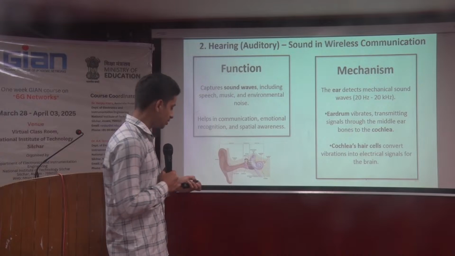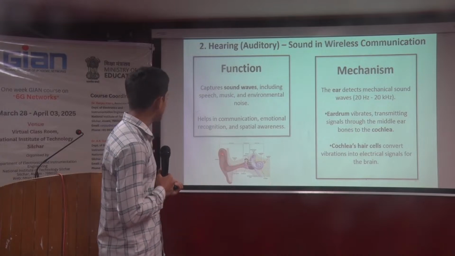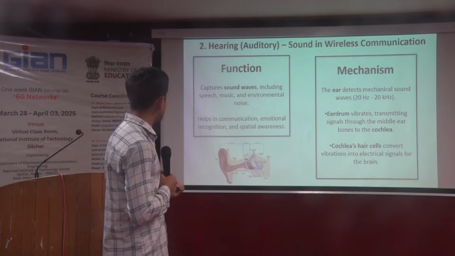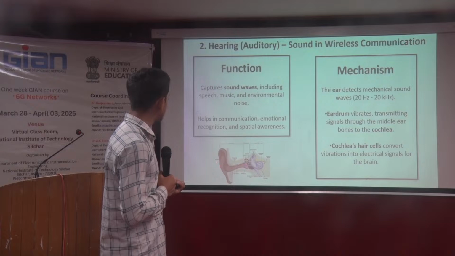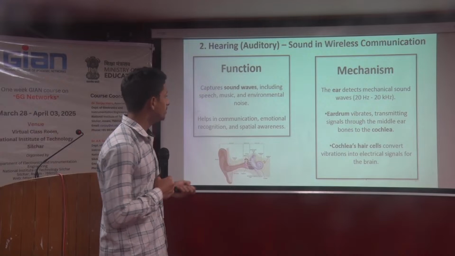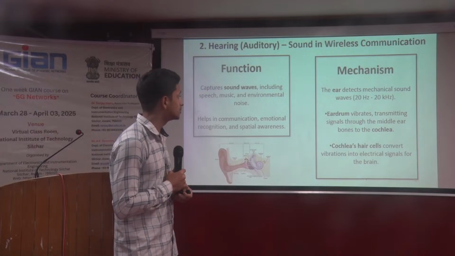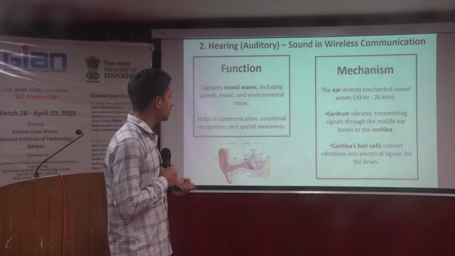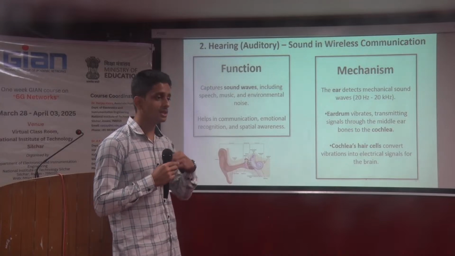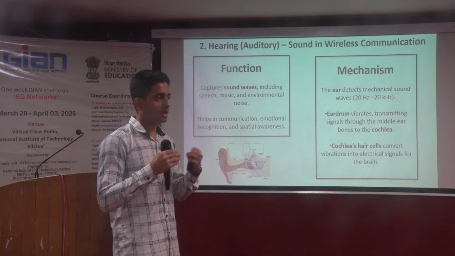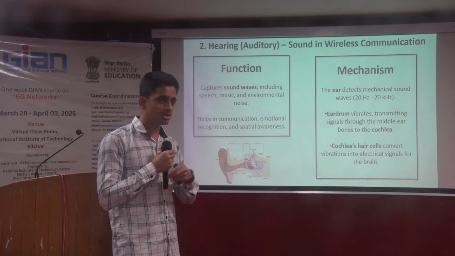And if I talk about the basic mechanism of the human ear, sound travels to the pinna, the basic opening of the ear, then it travels to the eardrum, and then it vibrates, creating signals in the cochlea. The cochlea's hair cells convert the vibrations into electrical signals, which are then transmitted to the brain for further understanding of the signals.